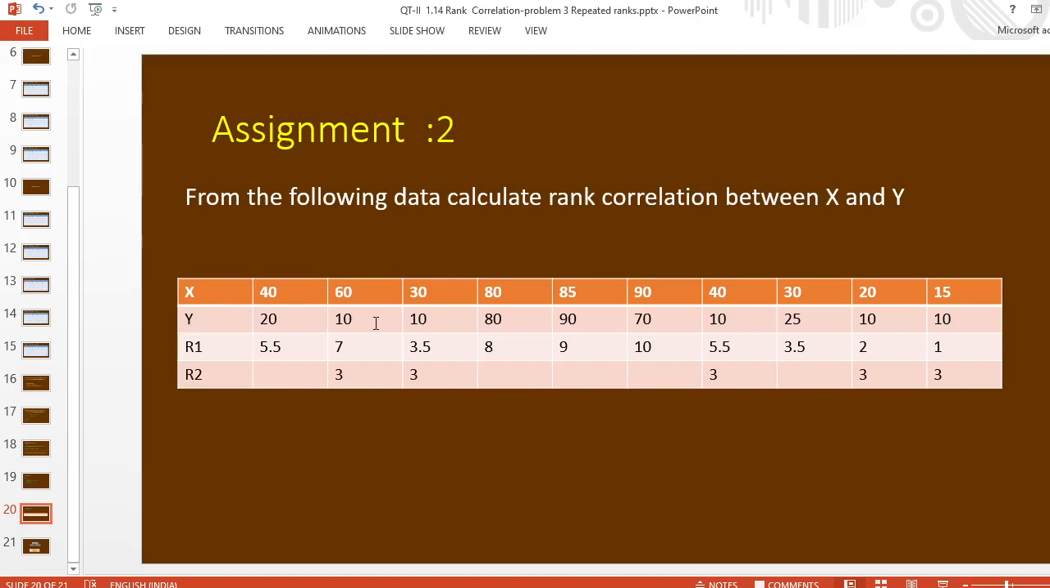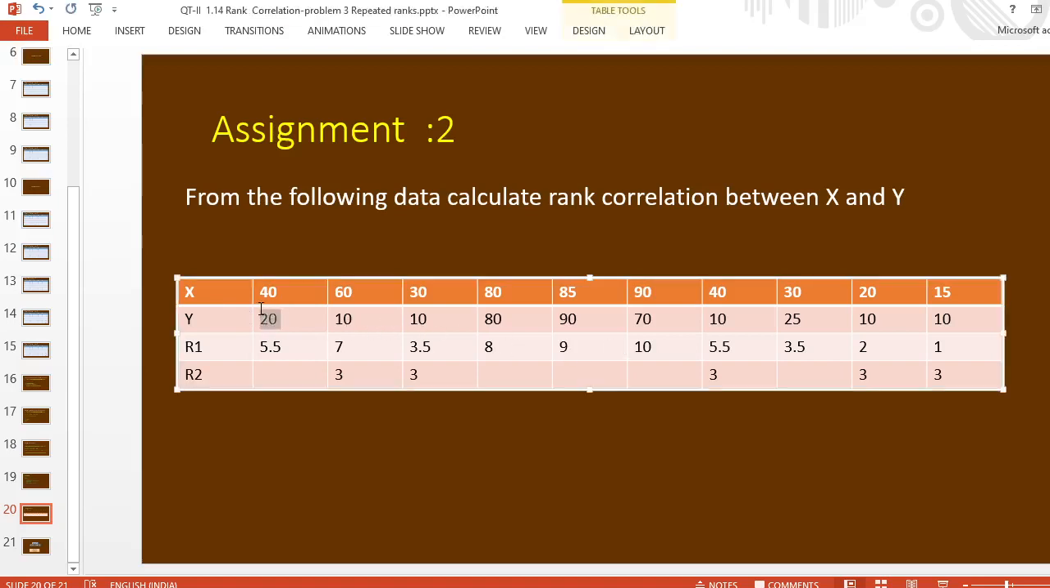After 10, the next number is 20. For this 20, I should consider the next rank. Up to 5th rank we have considered, so the next rank is 6. The next number here is 25, so the rank number 7. The next number is 70, so that is rank number 8. 80 is rank number 9, and 90 is rank number 10.